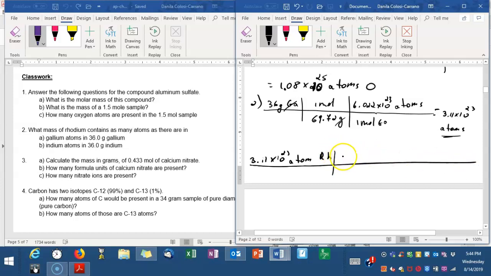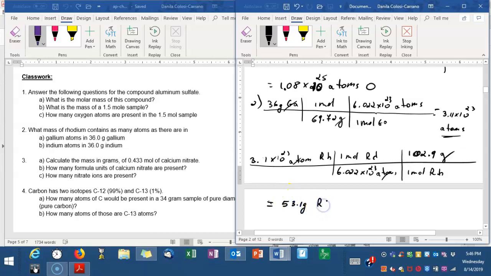Okay, so in 1 mole of rhodium there are 6.022 times 10 to the 23rd atoms, so now atoms are canceled. And also 1 mole of rhodium has a weight of 102.9 grams. And technically, 53.1 is the answer.